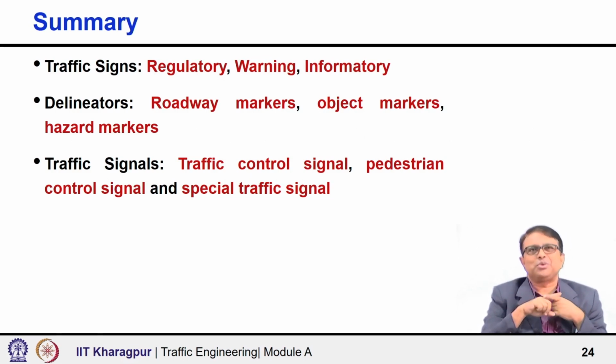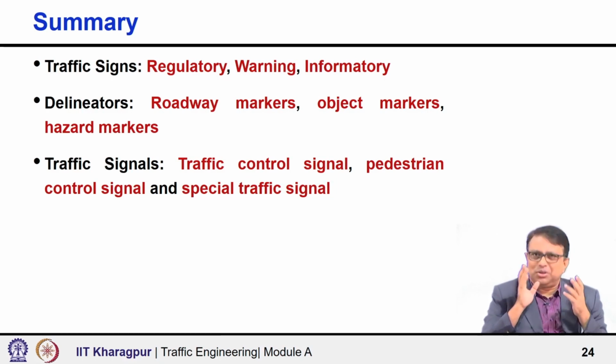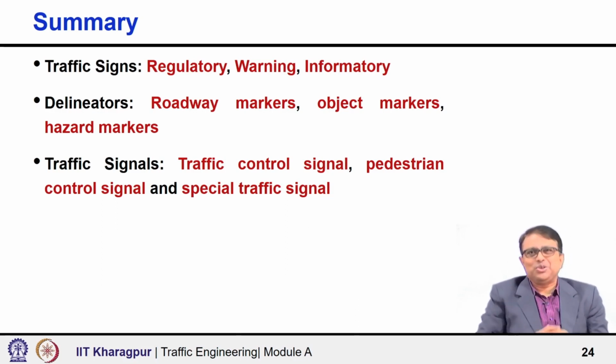So, altogether we talked about the traffic signs: regulatory, warning and informatory signs. We also discussed delineators, why we need them, and the three types: roadway marker, object marker and hazard marker. Then we introduced the traffic signal. There are different types: traffic control signals, signals specifically for pedestrians, and some special traffic signals. So, with this I close this lecture, and with this lecture we close module A, the first week's complete lecture series. Thank you so much.